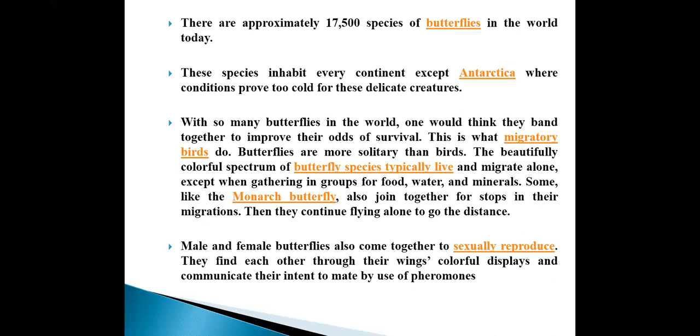But there are some exceptional butterflies like monarch butterflies. They don't go together. They like to be alone, and they go away from the group and travel alone. That is exceptional. But generally the butterflies live together as a family and survive. Male and female butterflies come together to reproduce.